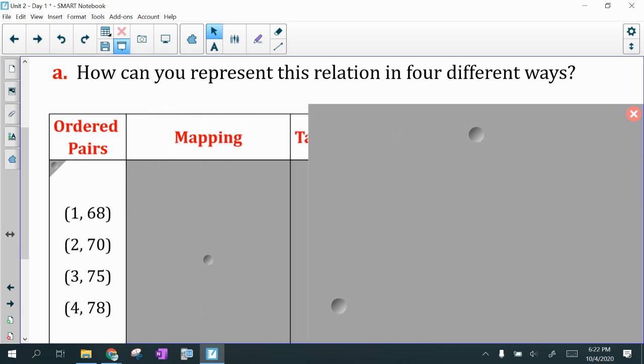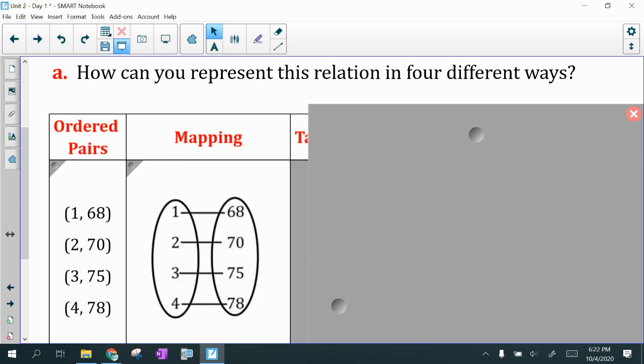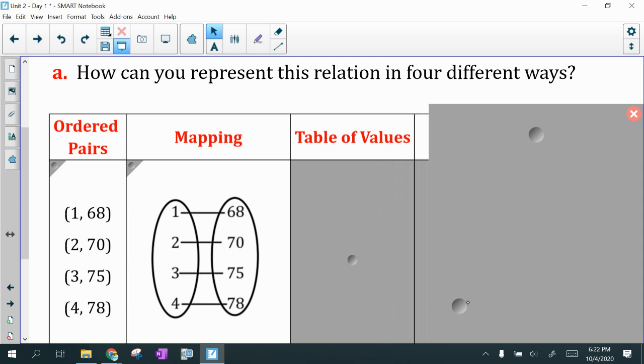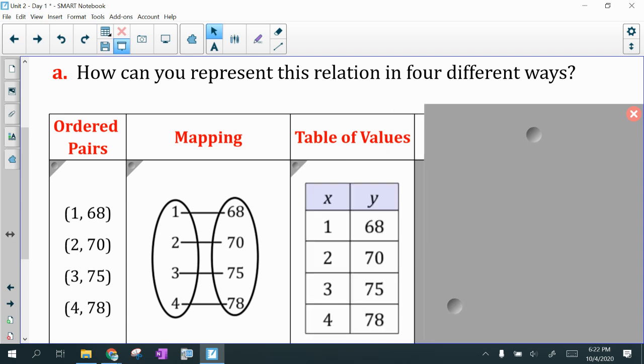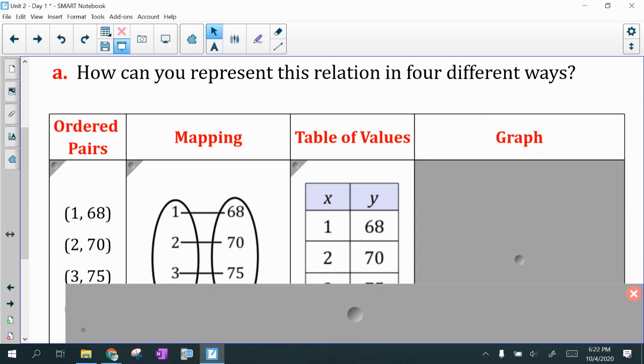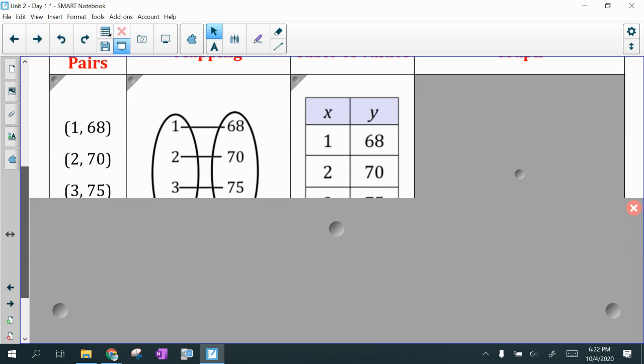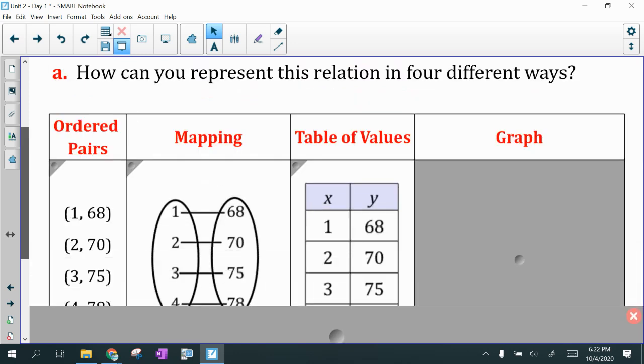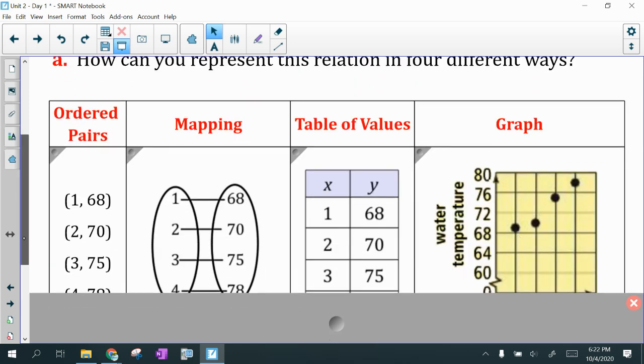I can also do it using that mapping technique, which, again, is not terribly exciting. A table of values, you can see that in a chart with x and y. And then we can also say that we can do it as a graph in general, just an x and y coordinate.